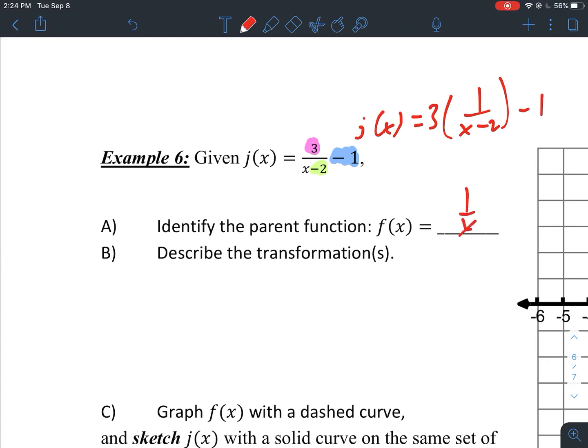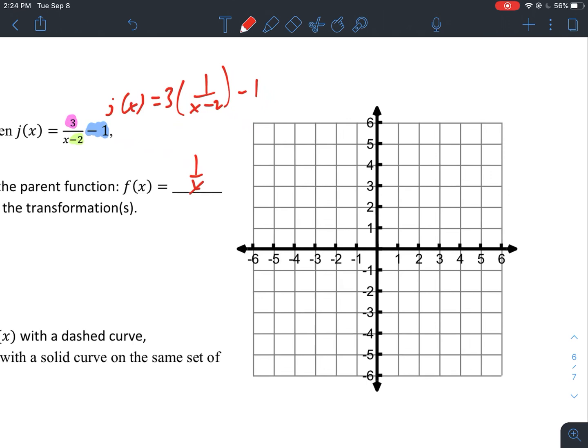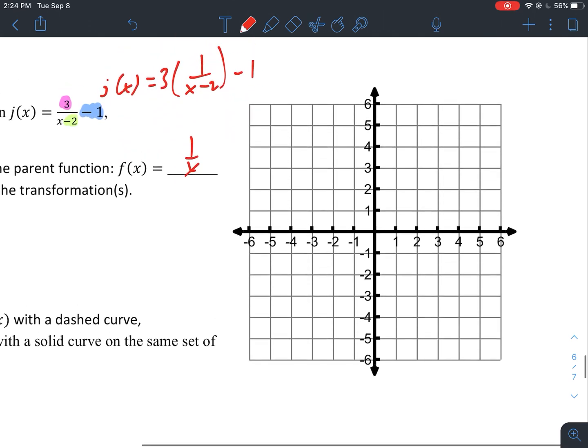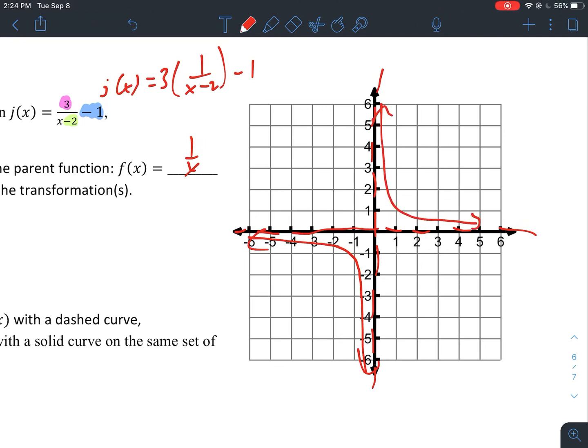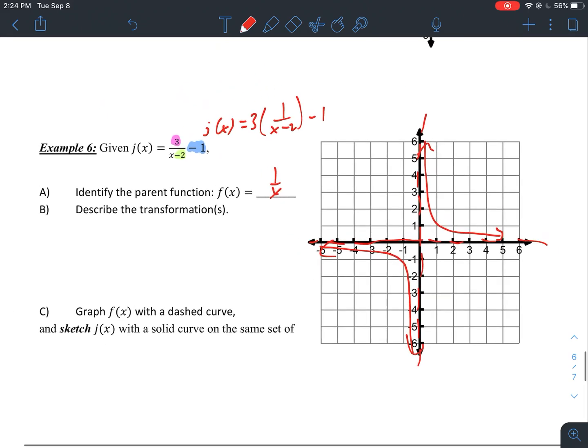This is the rational function parent function. So if I was to graph that, I know that x equals 0, y equals 0 are asymptotes. The graph goes through -1, -1, and 1, 1. So there is my parent function.